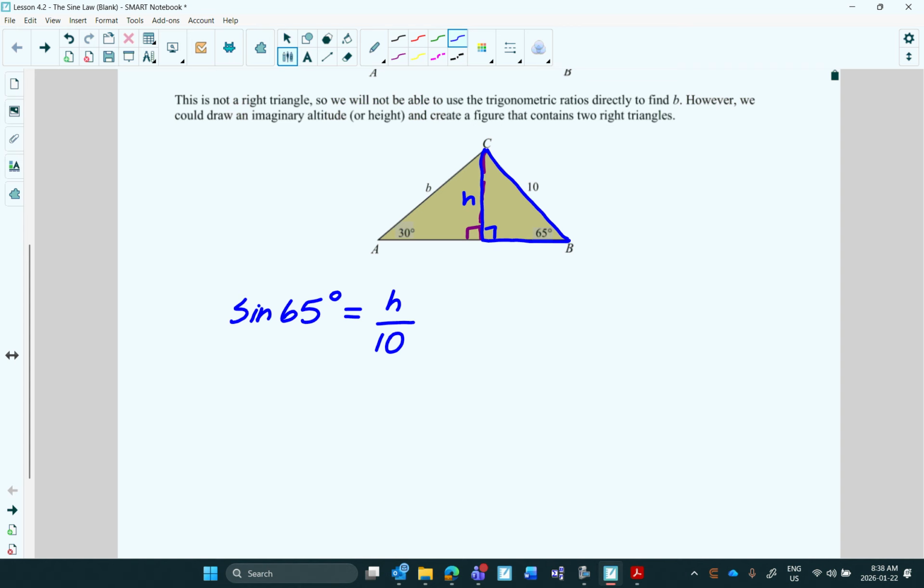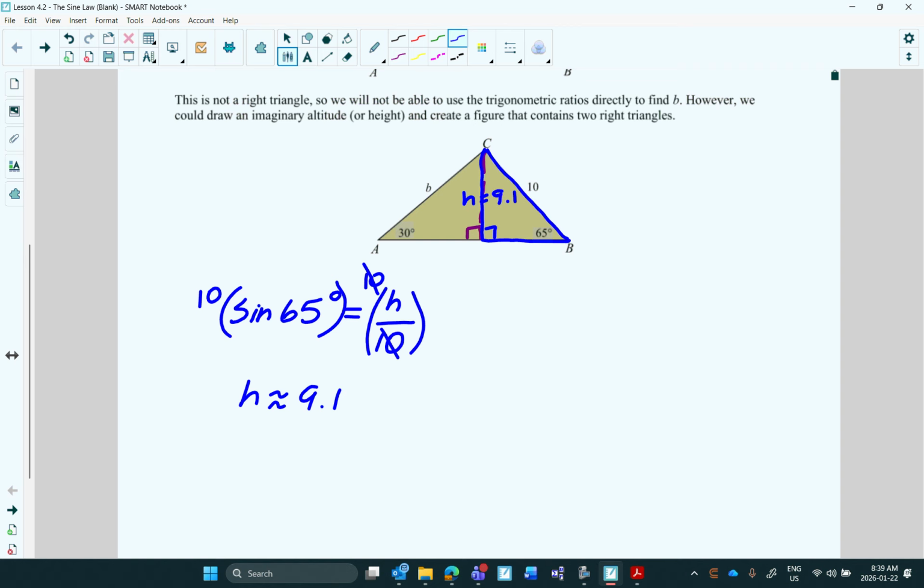And we should be pretty comfortable with this right now. To find h, times both sides by 10, and that will get h by itself. And 10 times the sine of 65 will give you about 9.1. So now we know that this is 9.1.